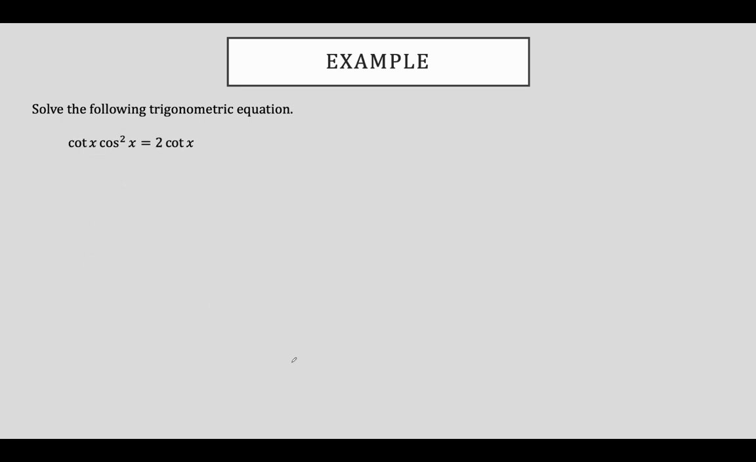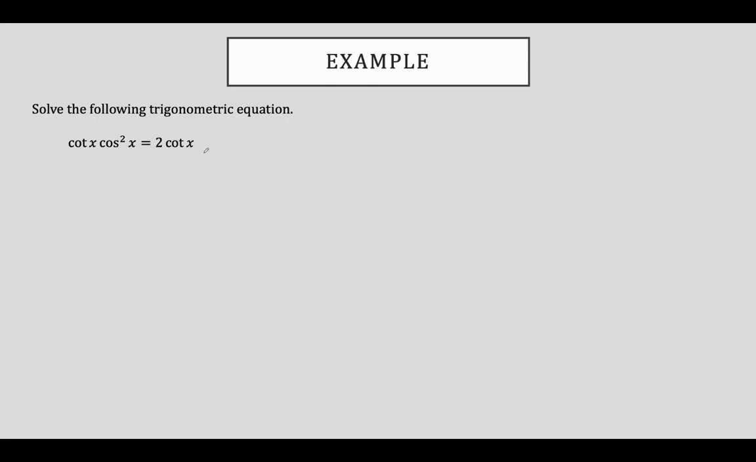Let's see another one. Cotangent x times cosine squared x is equal to 2 cotangent x. Again, this is a challenging problem because we have two different types of trig functions. I've got cotangents and I have cosines. Well, notice that there are two terms that have a cotangent x associated with them.